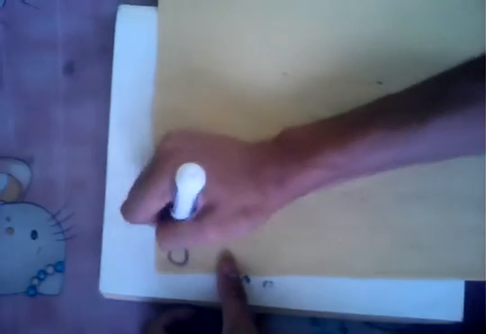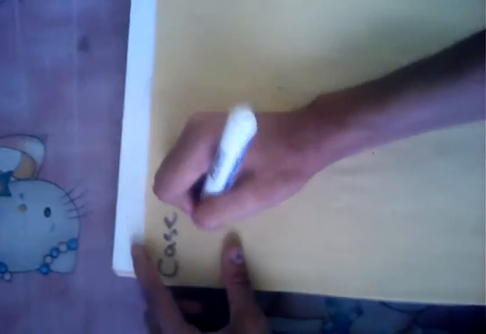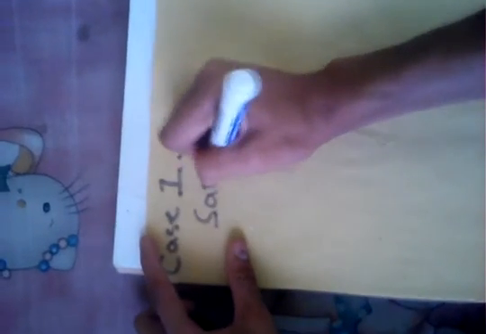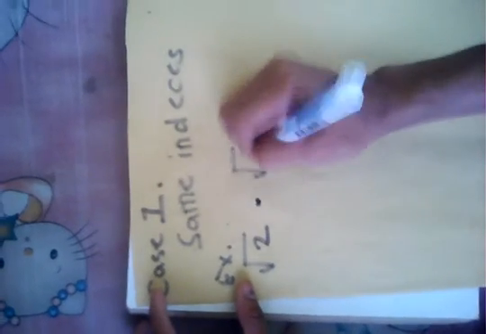So now, there are cases in multiplying radicals. So, we'll solve the first case, case 1. Case 1 stands for when the radicals have same indexes. So, same indexes, we have same roots. So, for example, square root of 2 times square root of 3.